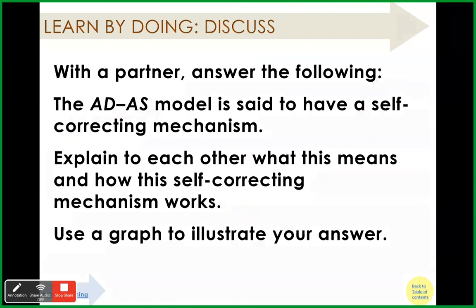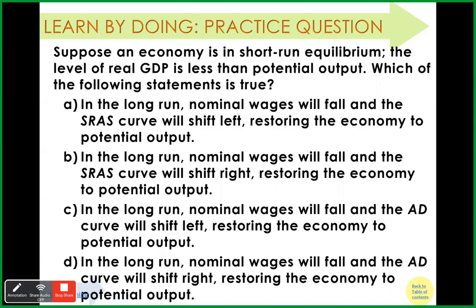All right, now let's move forward and look at a practice question. Suppose the economy is in short run equilibrium. The level of real GDP is less than potential output. My suggestion is to draw a diagram. This just means we are here, and you should realize where we started. We start here, and now we are here.